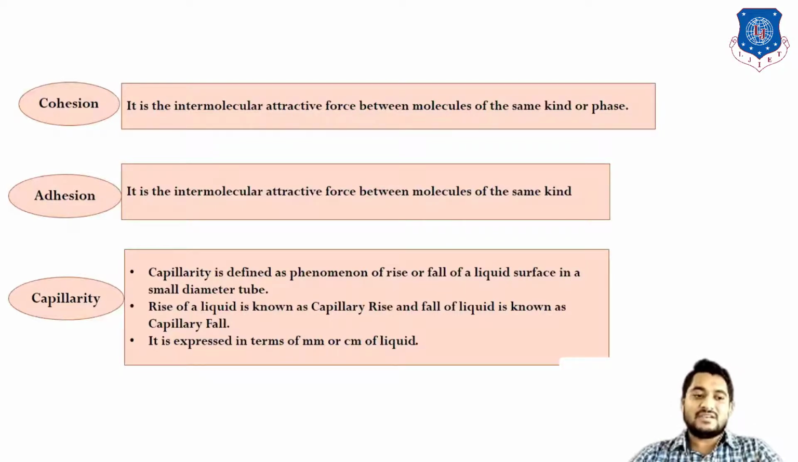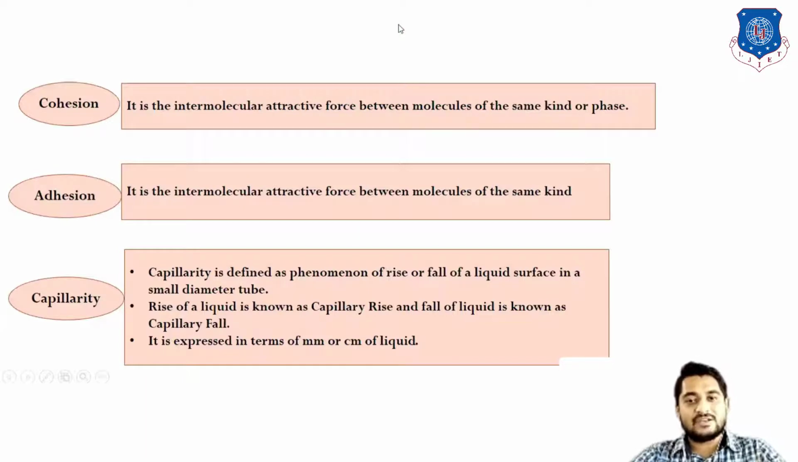Let us take one example. Suppose we have a duster here. A duster has lots of wooden material. One wooden molecule and another wooden molecule have intermolecular attraction between them. That attraction is known as cohesion. And if we have a wooden plate and apply Fevicol on that plate, the molecules of Fevicol and the molecules of the wooden plate will attract each other. That attraction between different molecules is known as adhesion. Remember, for similar material it is cohesion, and for different material it is adhesion.